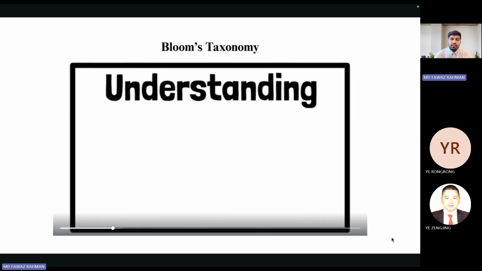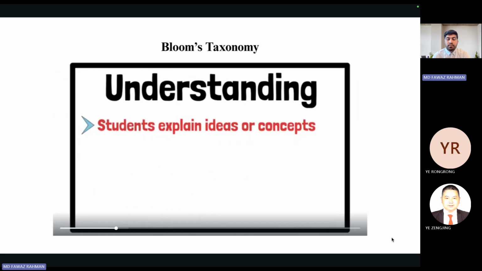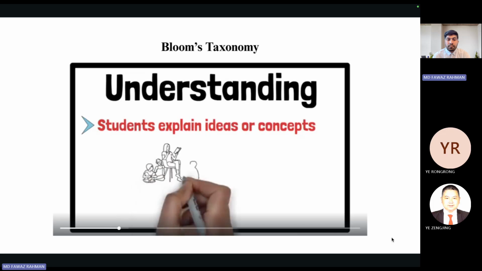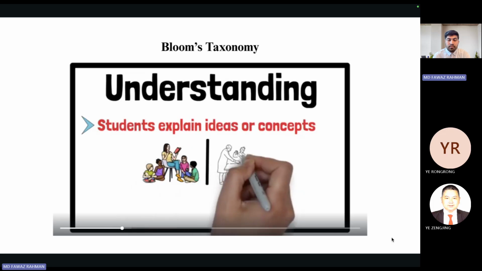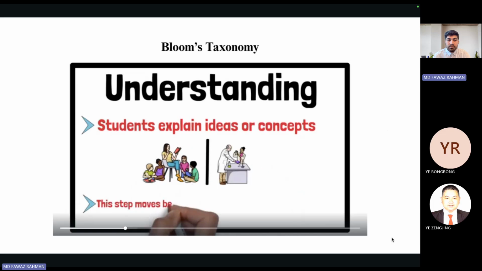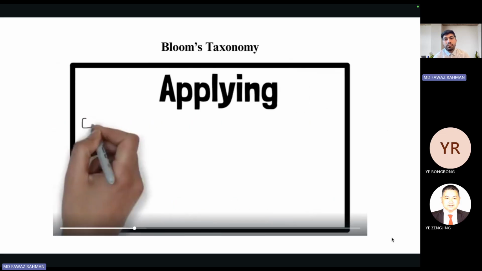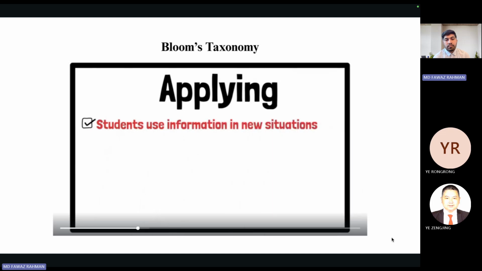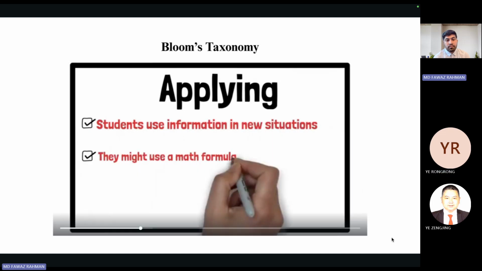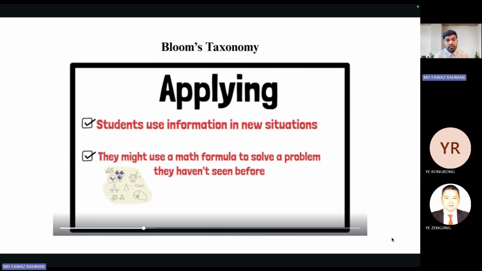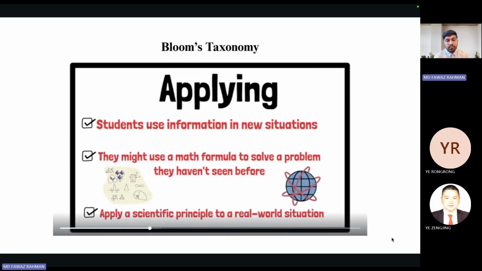Understanding is the second level. Here, students explain ideas or concepts. They might summarize a chapter in their own words or explain how a scientific process works. This step moves beyond memorization to ensure the student grasps the meaning behind the facts. Applying is the third level. Students use information in new situations. For instance, they might use a math formula to solve a problem they haven't seen before, or apply a scientific principle to a real-world situation. This level is about using knowledge in practical ways.